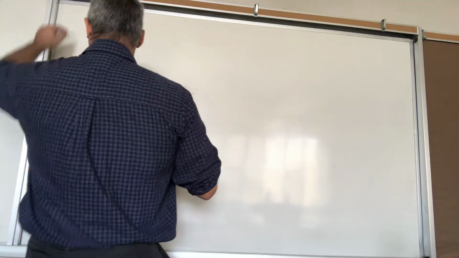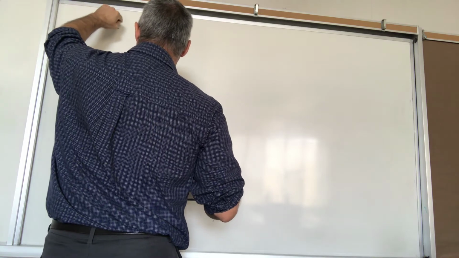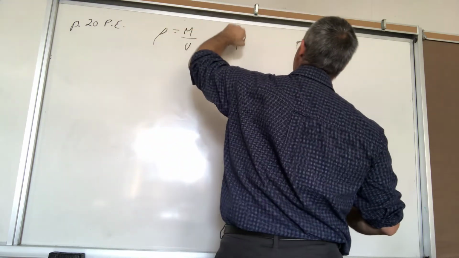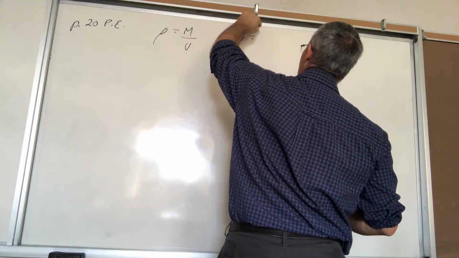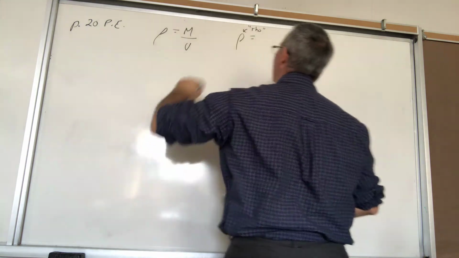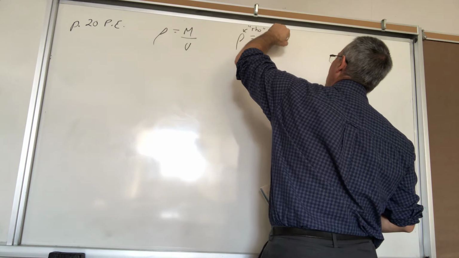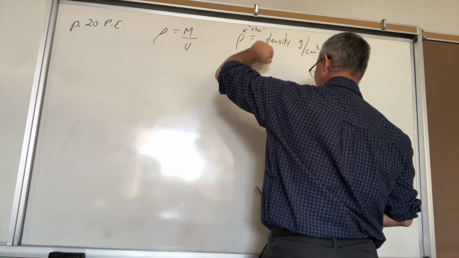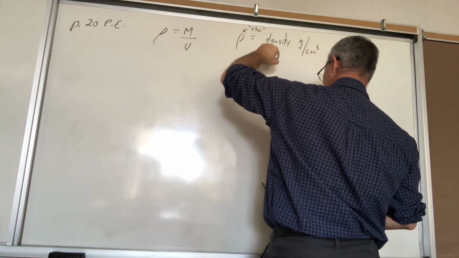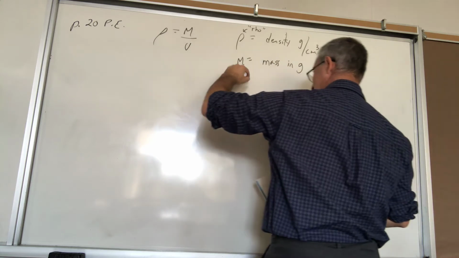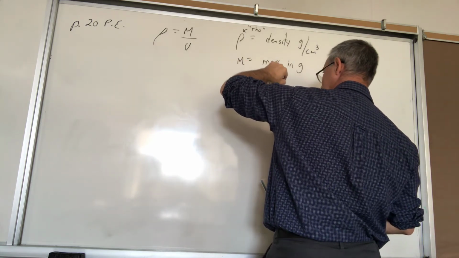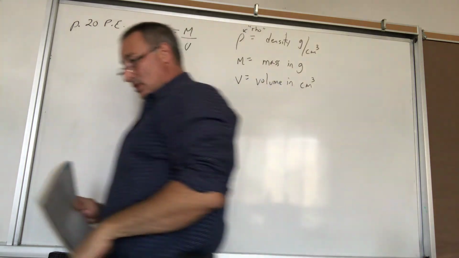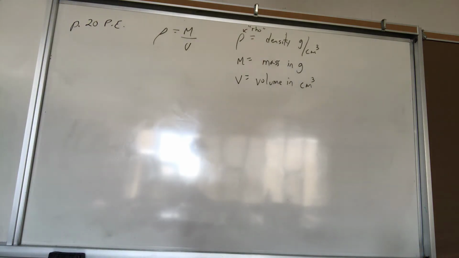So anyway, this is page 20 of the textbook practice example. We're using the formula density equals mass over volume. Density is represented by the Greek letter rho, and its units are typically grams per centimeter cubed. The mass is in grams, and finally volume is in centimeters cubed, usually. The density of water happens to be pretty close to 1.